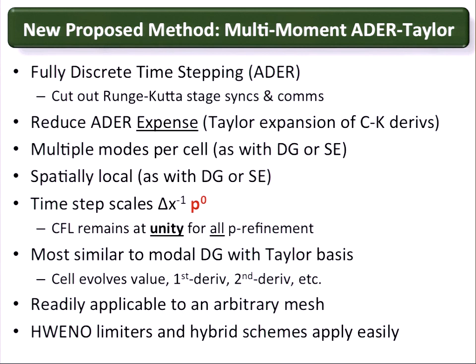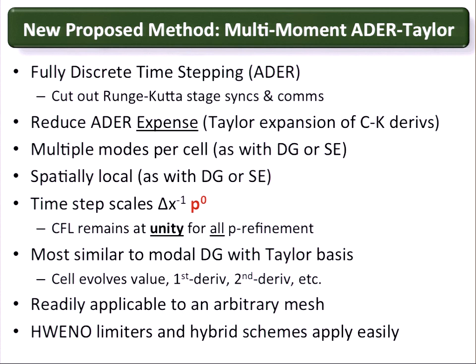So you cut out the Runge-Kutta communications, because at every stage in the Runge-Kutta you're actually communicating data in the parallel machine. You reduce the Euler expense. I don't have time to get into this. I will answer a question if you're curious, but this Cauchy-Kovalevskaya procedure is notoriously expensive.